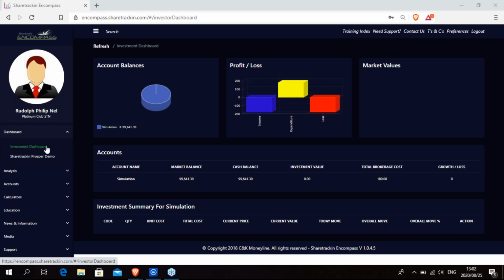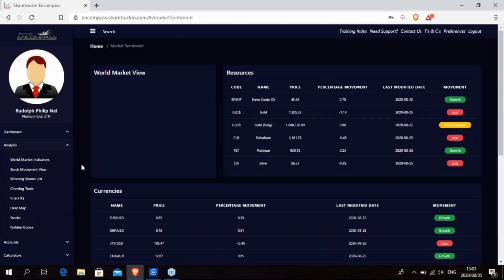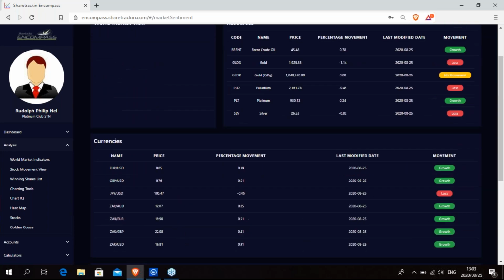Now on the right hand side you'll find your investment dashboard over there. So whenever you're on any one of the other pages, you just click on investment dashboard and it's going to bring up this page for you. Now on your left hand side you'll see you've got analysis, and then it will give you some more options to choose from. Now we're going to go to world market indicators, and underneath your world market indicators you'll find stuff like your resources, your currencies, and then market indicators.